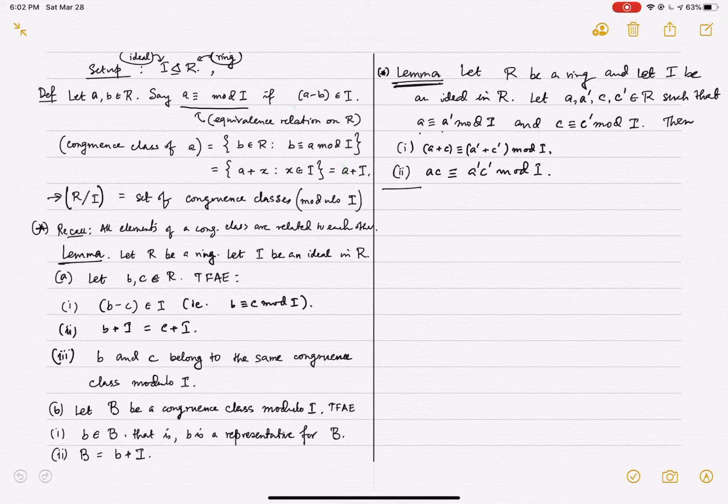Given a ring R and an ideal I, we define this congruence relation: a is congruent to b mod I in the ring means that a minus b is in I. This is an equivalence relation on the ring. R mod I denotes the set of equivalence classes, which are called congruence classes, also called cosets.